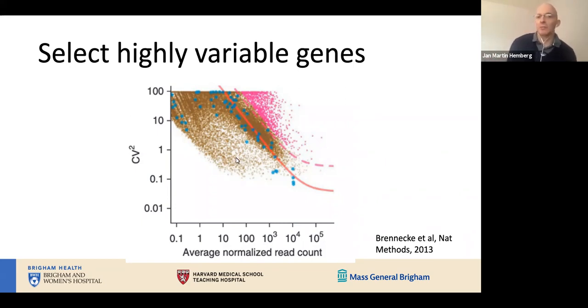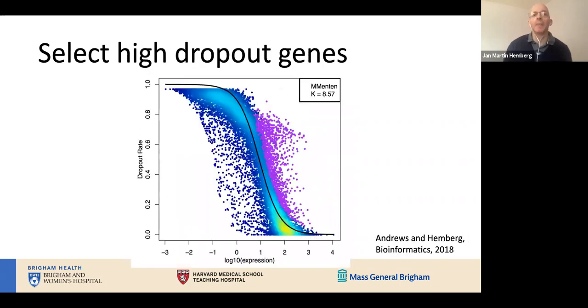But these are supposed to be sort of negative controls, and as you can see here, none of them are highly variable, which is a nice thing, a nice confirmation.